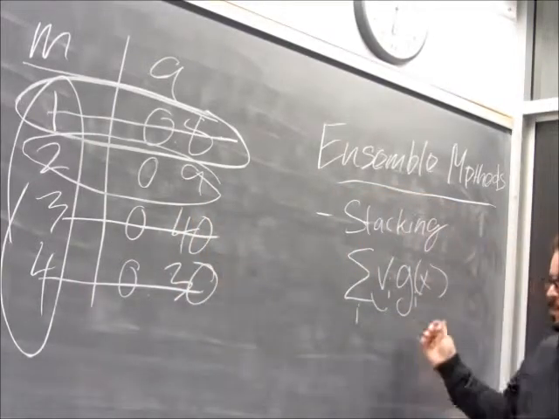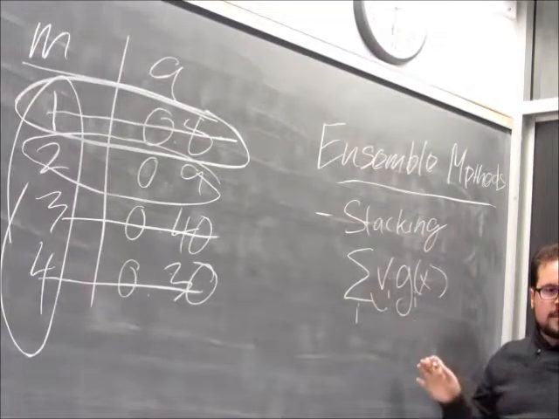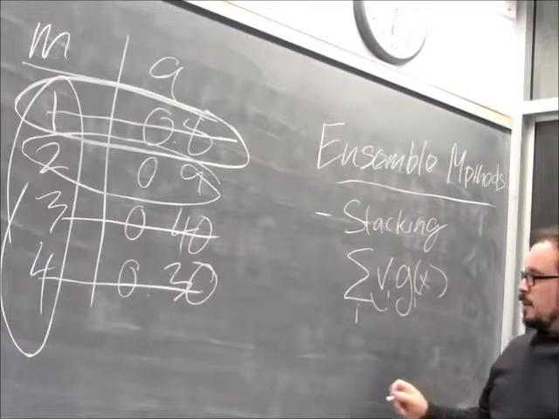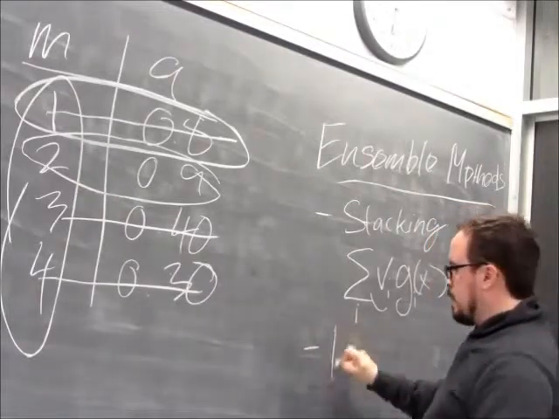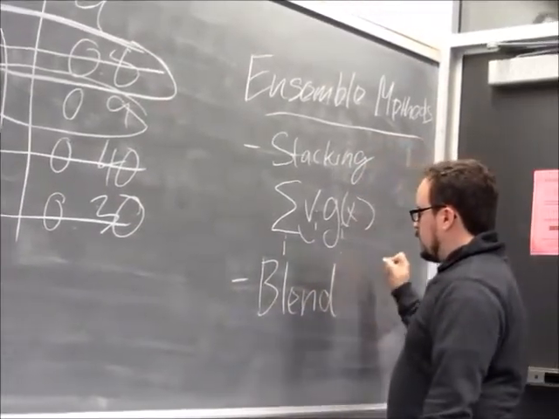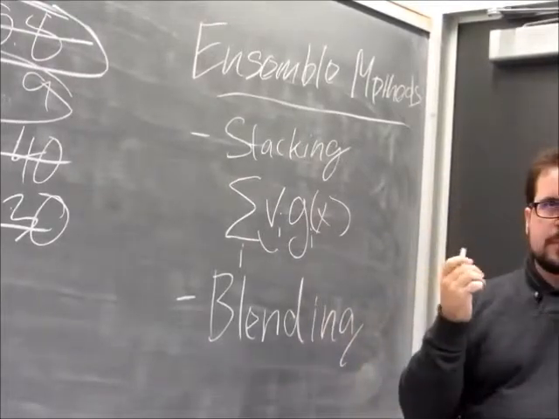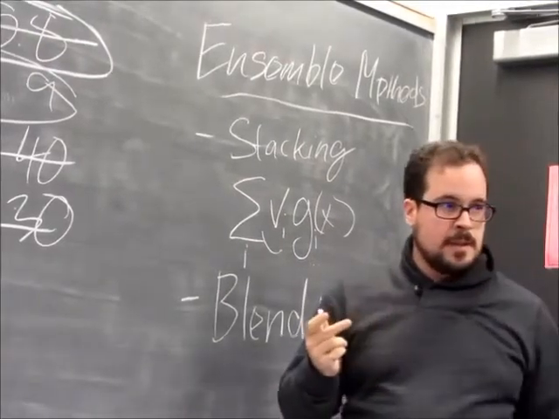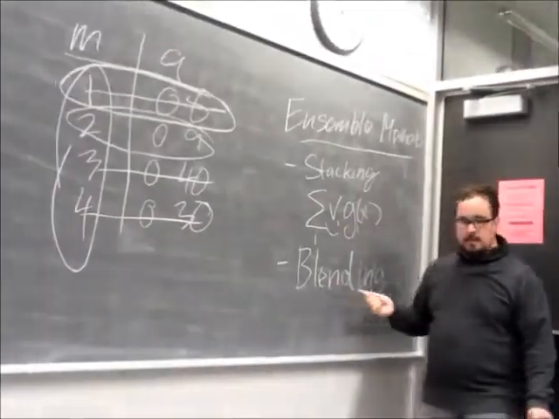So this is a pretty simplistic method of combination. It's probably the most simplistic you could imagine. But what if we used another related technique called blending? There's the two people that tied for first in the Netflix machine learning competition both used a method of blending.